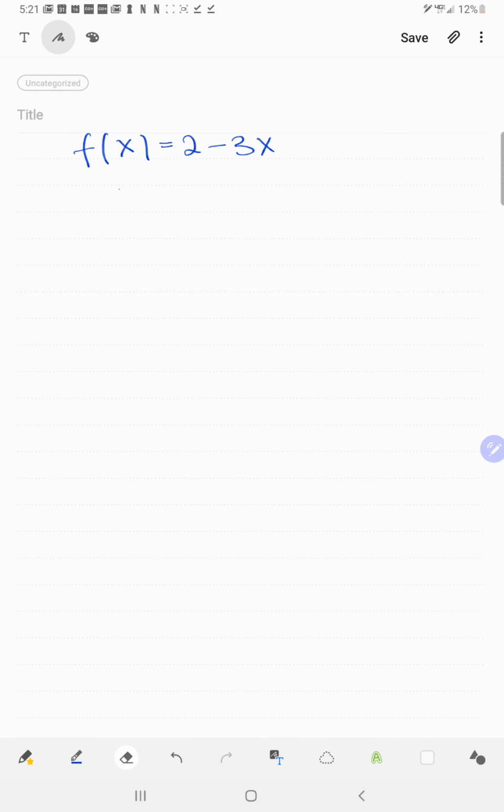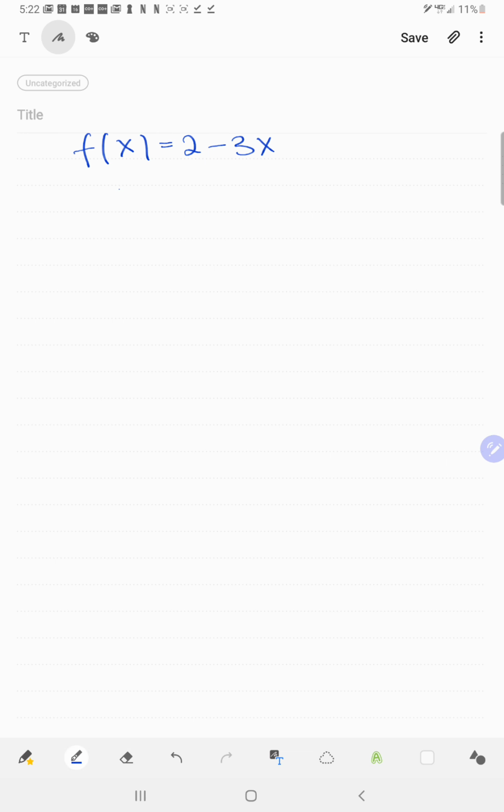Hello everyone, we had two questions left over on the worksheet that we needed to find the first and second derivative of, and I'll show you the question where f of x is equal to 2 minus 3x.